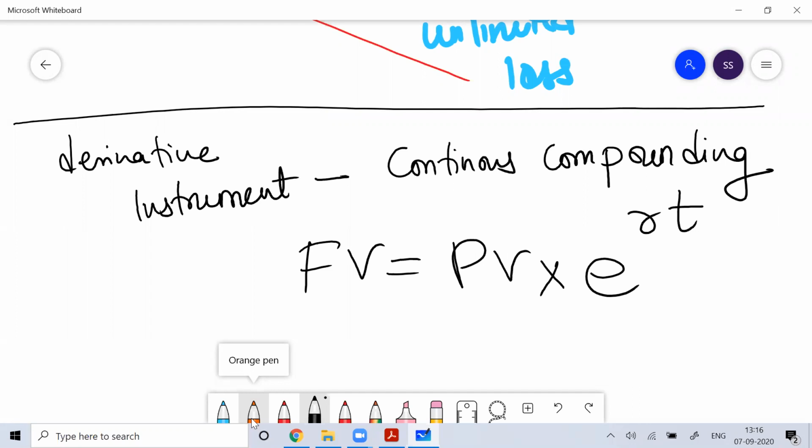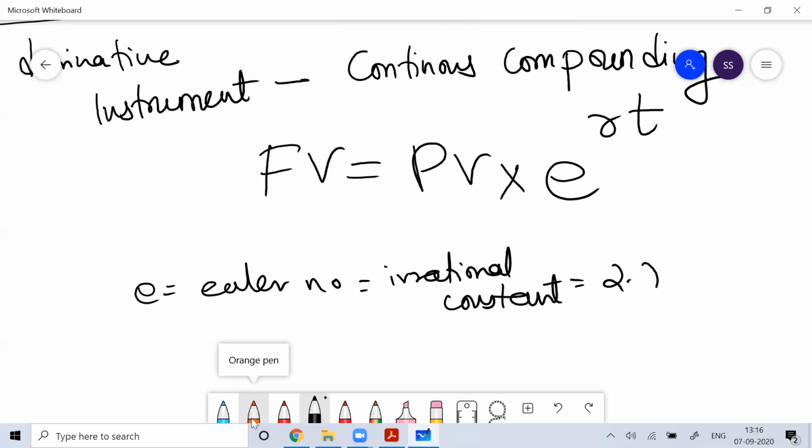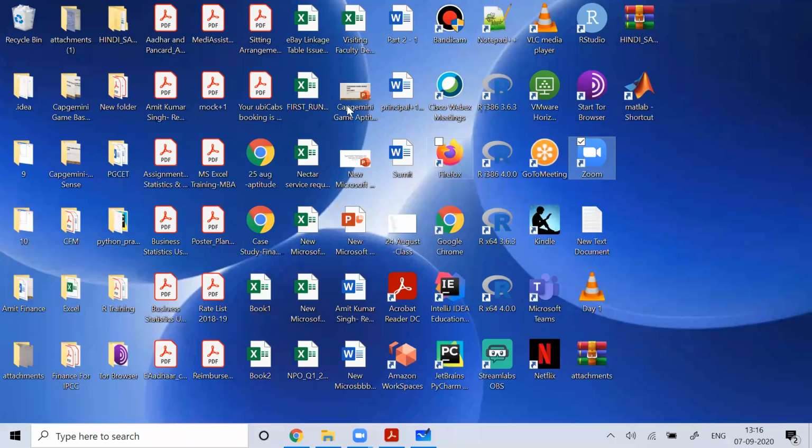Whenever you talk about derivative instruments, they follow continuous compounding, where the formula is future value equals present value times e to the power rt, where e stands for the Euler number. It is an irrational constant with a value of 2.71828 and so on. I can show you its value in Excel.